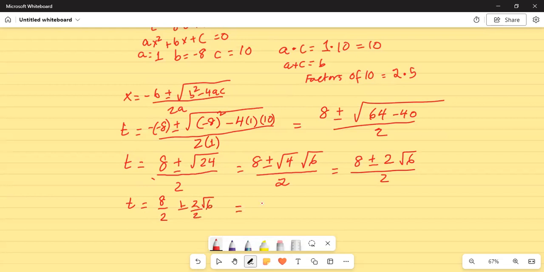So the final answer is 8 divided by 2 is 4, plus or minus 2 divided by 2 is 1, square root of 6. So the possible values of t are 4 minus square root of 6, comma, 4 plus square root of 6.